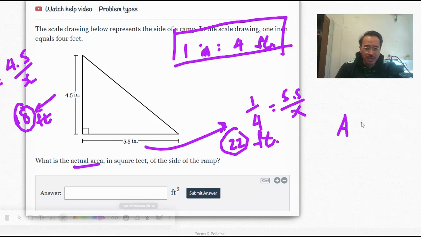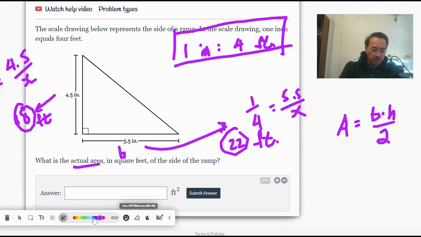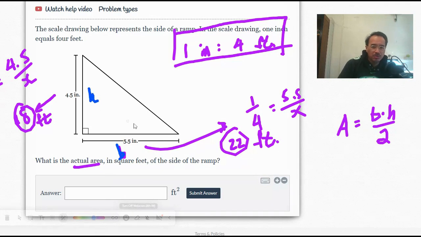So how do you find the area of a triangle? Yeah, it's base times height divided by 2, right? So what's the base? Right here, right? So this is the base. I should use a different color to help you see it. Base. This is the height. So we're going to multiply these two numbers using the real numbers. So 22 times 18. All right, so 22 times 18, base times height is 396.